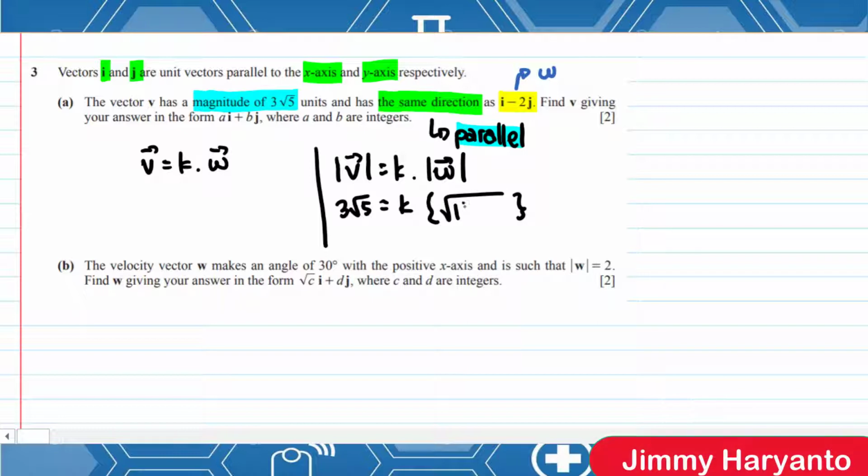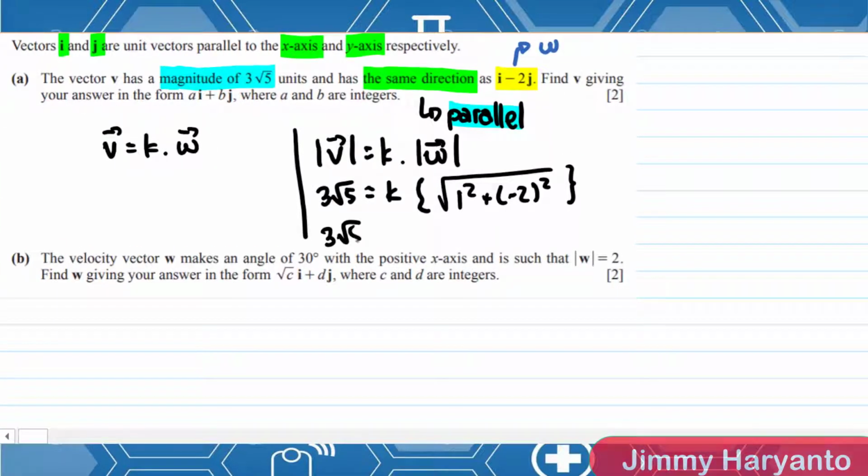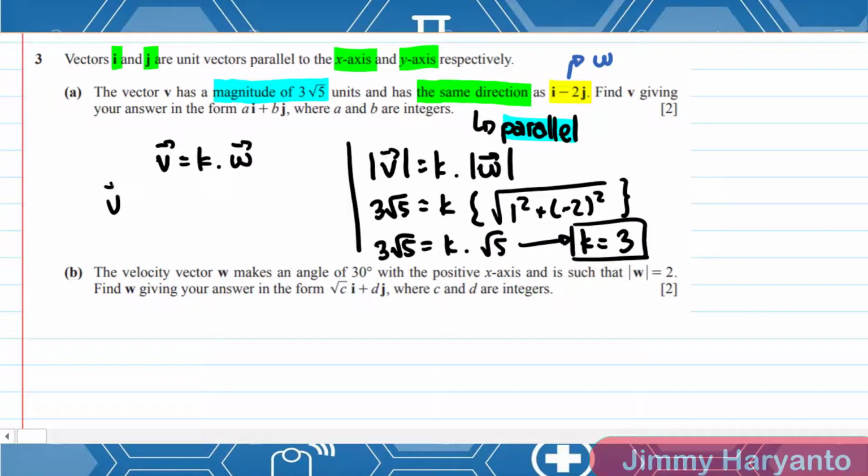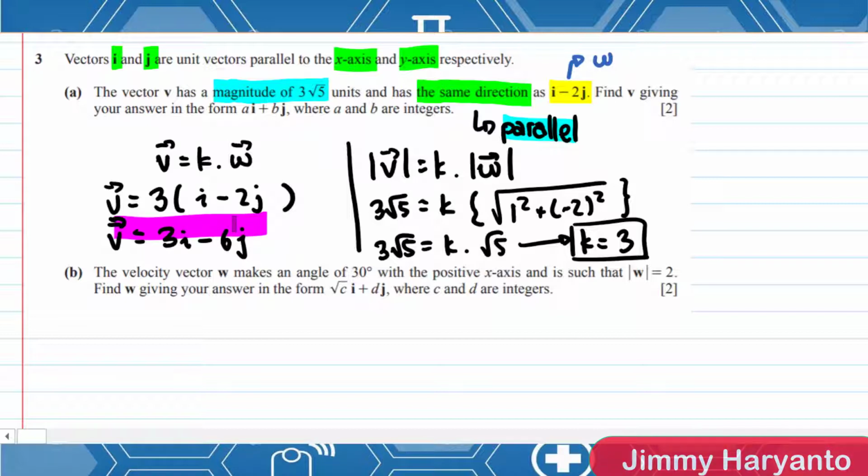The magnitude of w will be square root of 1 squared plus negative 2 squared. Okay, this is the magnitude of w. So 3 square root of 5 equals k times square root of 5, therefore k equals 3. After you get 3, you can put the k into the vectors. So the vector v equals 3 in the bracket w. The w is i minus 2j. After that v equals 3i minus 6j. So this is the answer.